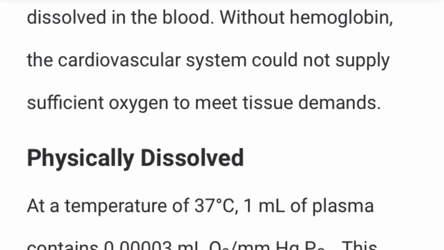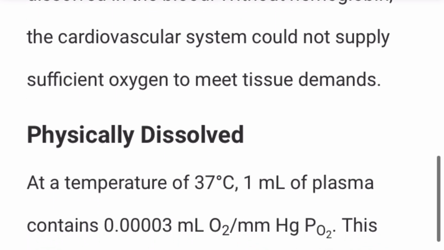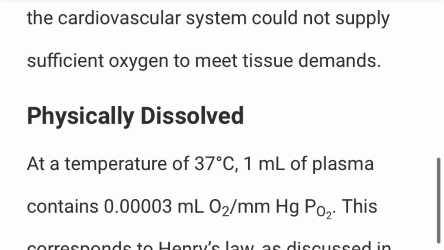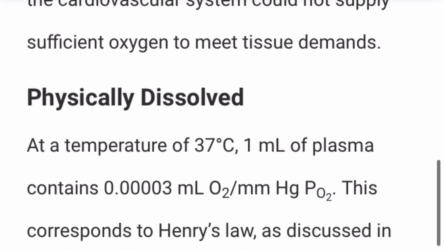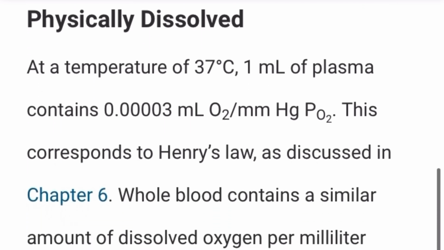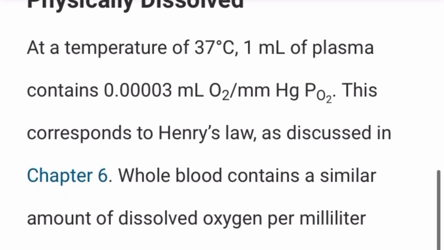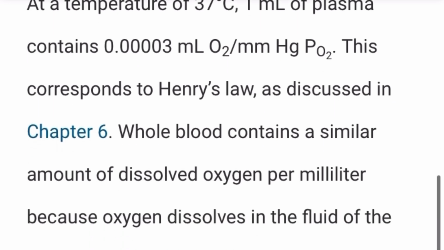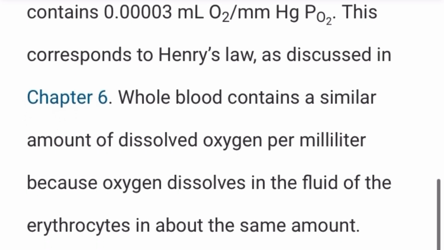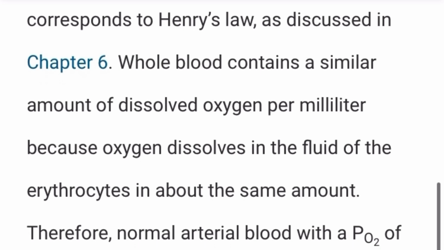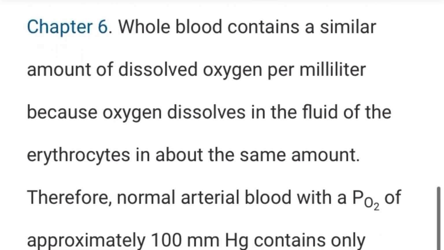Physically dissolved at a temperature of 37 degrees Celsius, 1 milliliter of plasma contains 0.003 milliliter oxygen per millimeter of mercury PO2. This corresponds to Henry's law. All blood contains a similar amount of dissolved oxygen per milliliter because oxygen dissolves in the fluid of the erythrocytes in about the same amount.